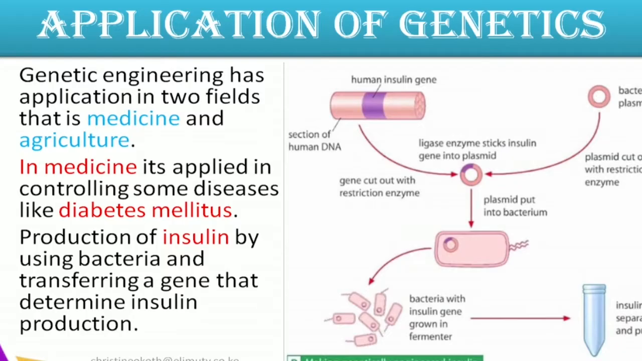What happens here, following our illustration, there's a transfer of the gene that determines insulin production in humans, and it is inserted into a bacteria. Why bacteria? Because bacteria multiply at a faster rate. So when it has been applied there and the bacteria has multiplied, the insulin now is extracted from the bacteria, purified, and ready to be used by the patients who have diabetes mellitus.